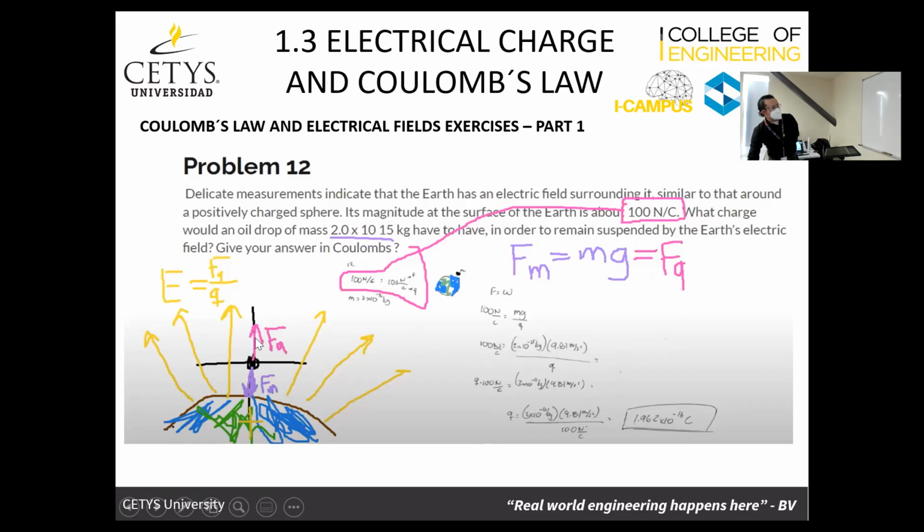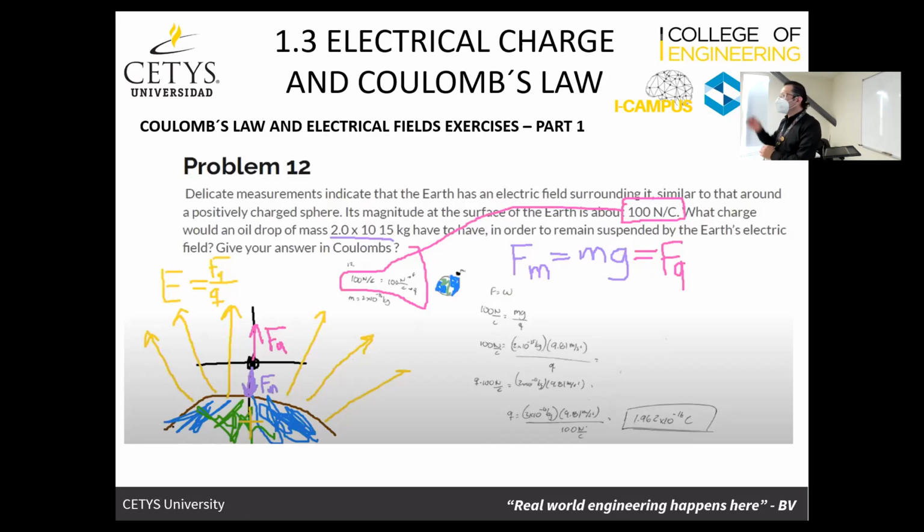At the surface of the Earth, around here, because remember that the electrical field is going to depend on where we're located. The closer we are to the object, the stronger it's going to be. The farther we are from the object, the weaker it's going to be. So somebody took a measurement, and close to the surface, the electrical field is 100 newtons per Coulomb.